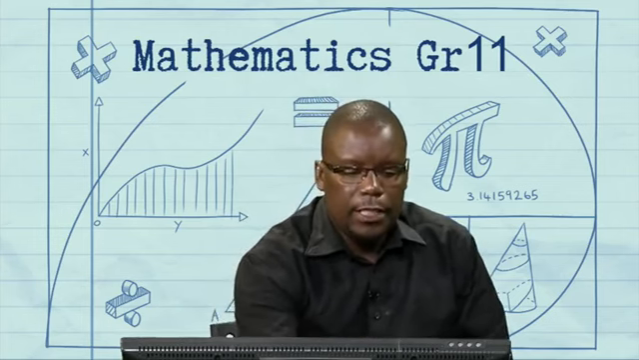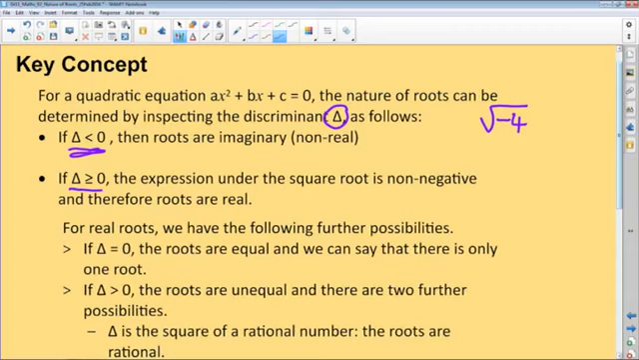And then if your discriminant is greater than or equal to 0, the expression under the square root is non-negative, and therefore roots are real. So now if you get your square root of b squared minus 4ac to be maybe like 15, right? So you'll get the real roots there. That's number one. Under the square root, it's not negative. For real roots, we have the following further possibilities.